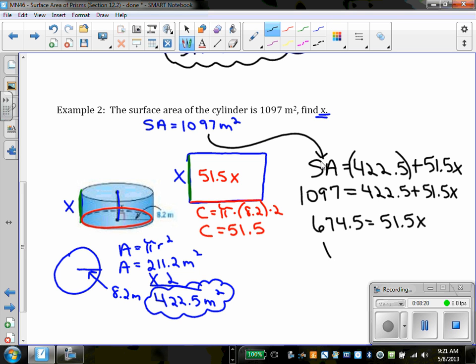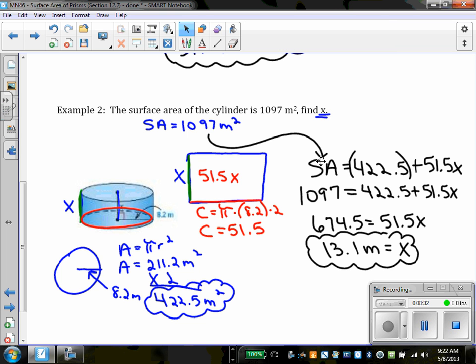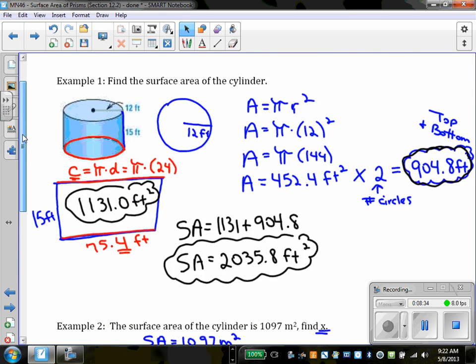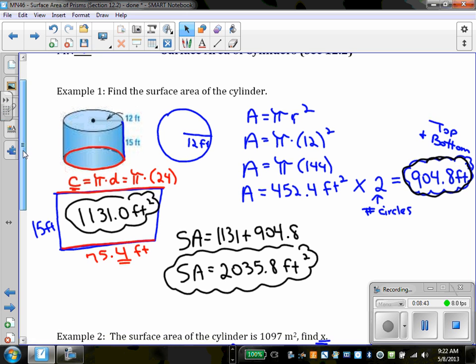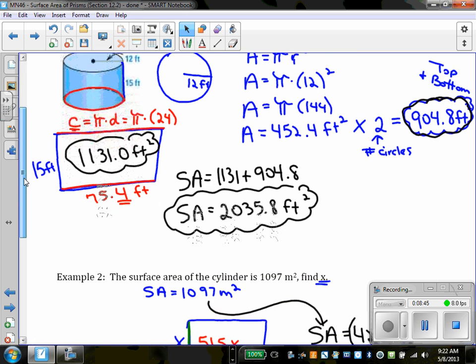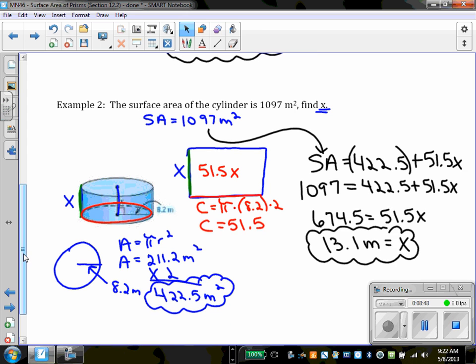We end up with a length or a height of 13.1 meters for x. So the height of this cylinder is 13.1 meters. Okay, so again, taking a step back, we found the surface area of a cylinder by finding the area of the top and bottom bases, which are circles, and the outside label, which is a rectangle, using the circumference of the bases. And then here we found an unknown value, which in this case was the height, by working backwards and solving for that height using algebra.